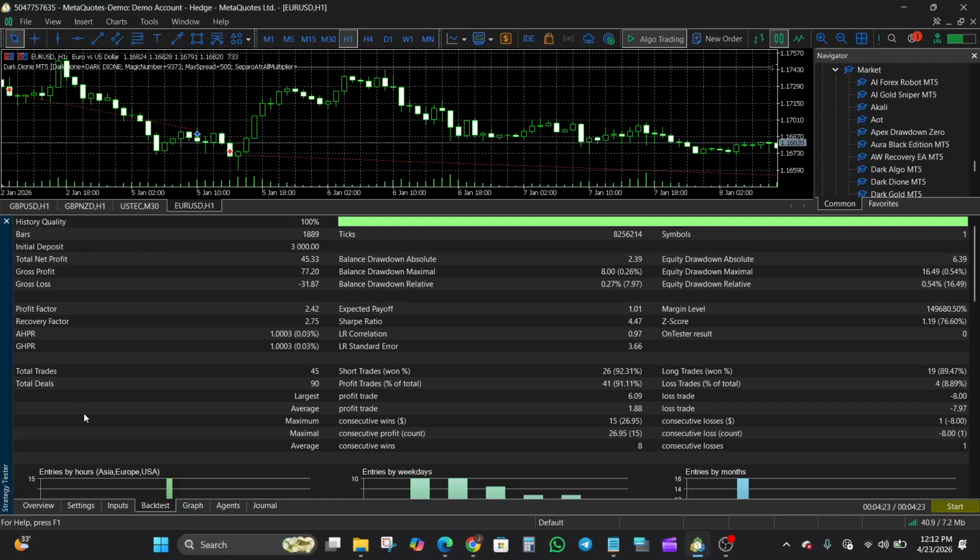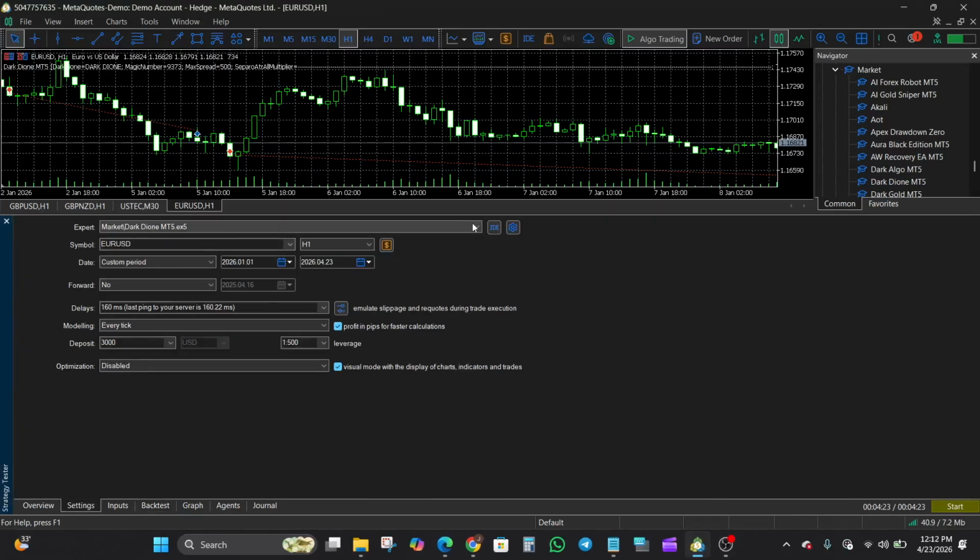Okay, so we're just going to find the Dark Nova, AUD CAD, all right, and then the M15 time frame. We are using the recommended details.